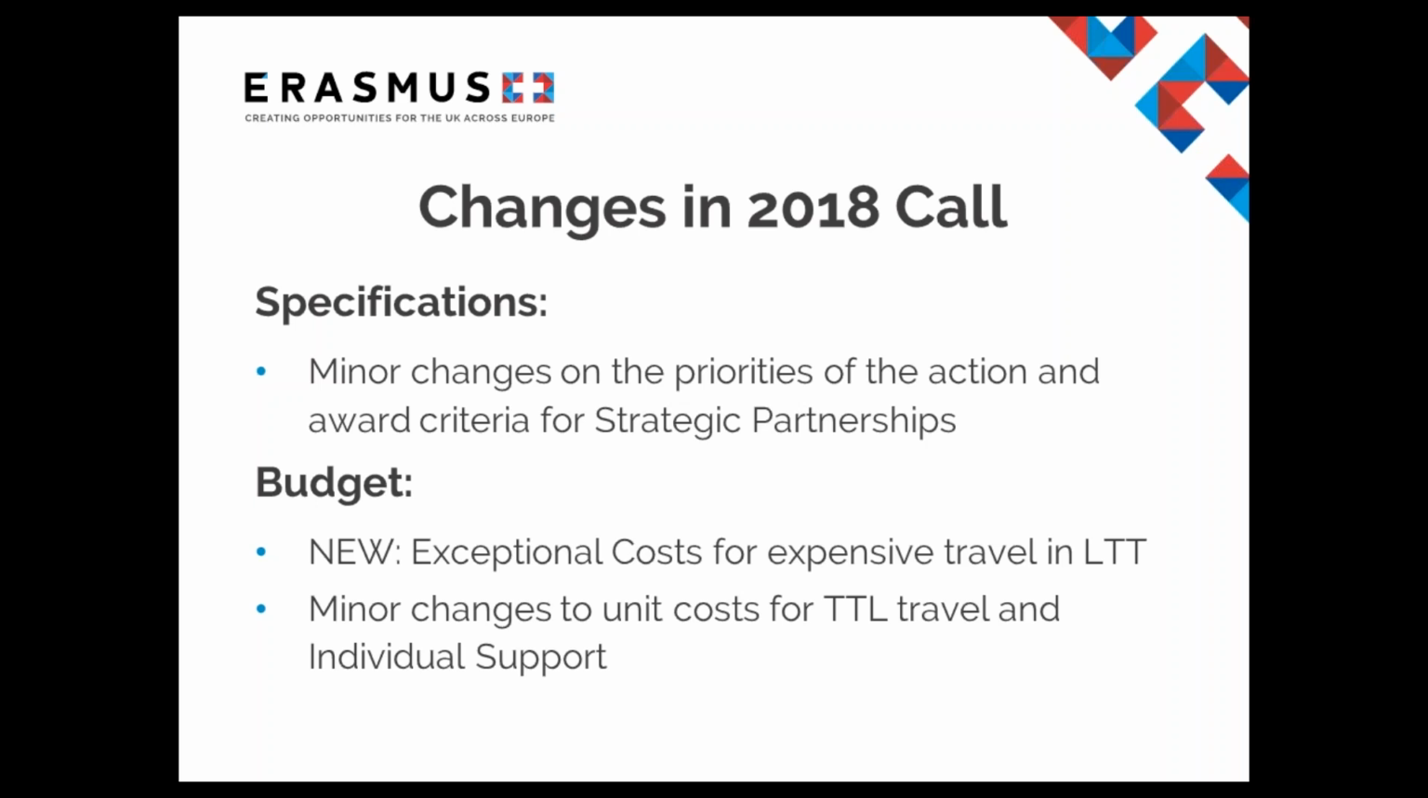As regards the budget, there is a new budget category for learning, teaching and training activities called Exceptional Costs for Expensive Travel Costs. This allows additional costs to be claimed for unusually expensive travel costs for participants in learning, teaching and training activities where it can be shown that the standard travel unit costs will not cover at least 70% of the travel costs. This must be fully justified in the application. In addition, there have been some minor changes to some of the unit costs for teaching, training and learning activities.